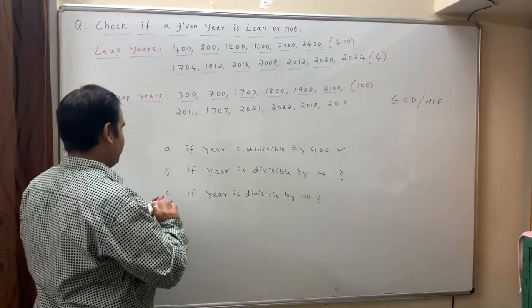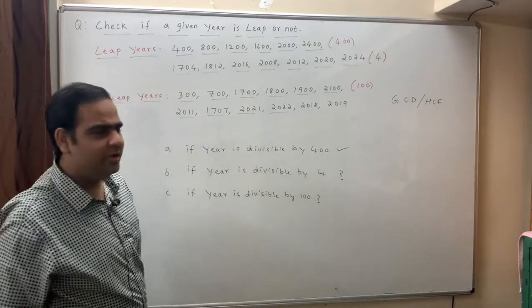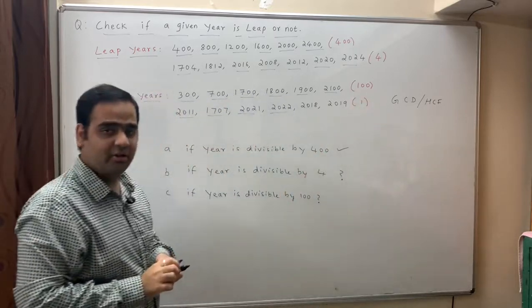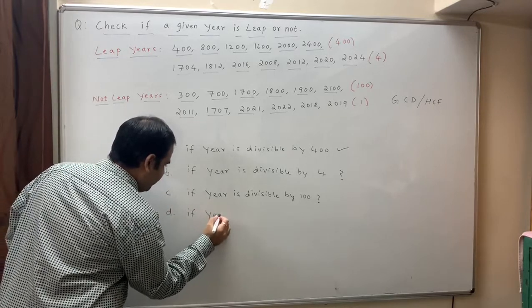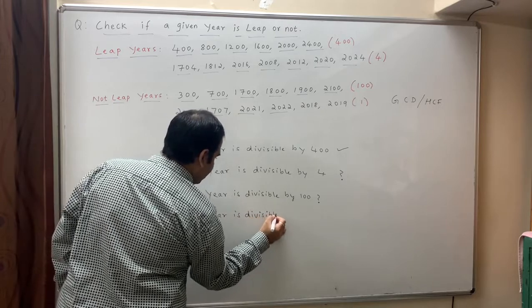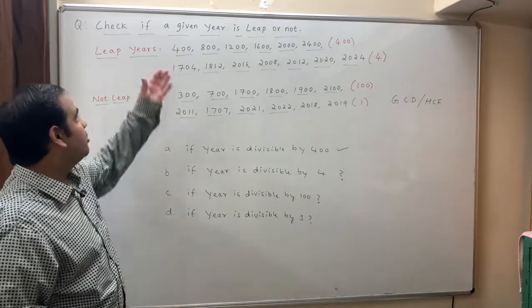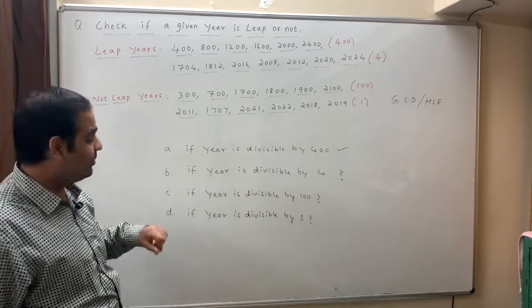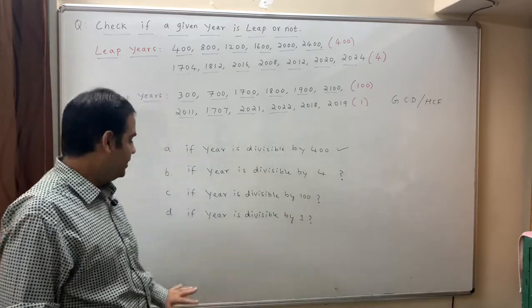Okay. Now, let's come to the last thing: 2021, 2022, and the GCD of this set is 1, needless to say. Therefore, I write if the year is divisible by 1, can you conclude that it is not a leap year? No, because 400 is also divisible by 1. Every whole number is divisible by 1. Therefore, you cannot conclude that it is a leap year.